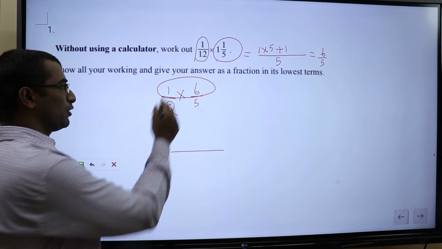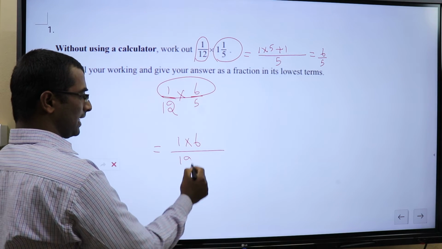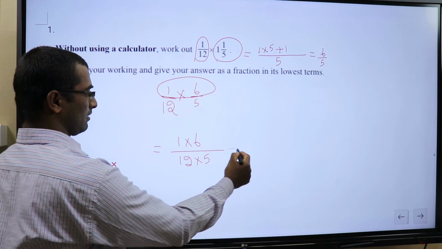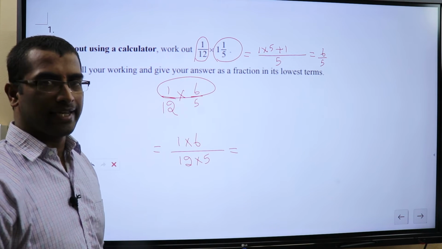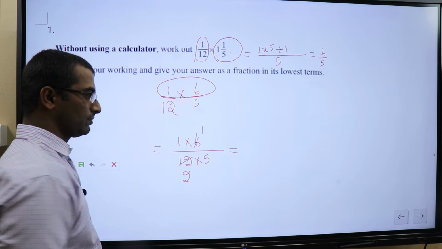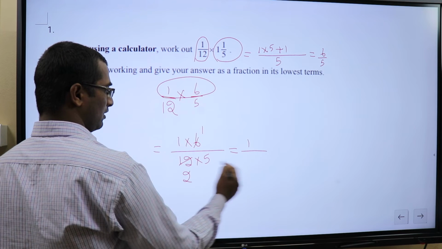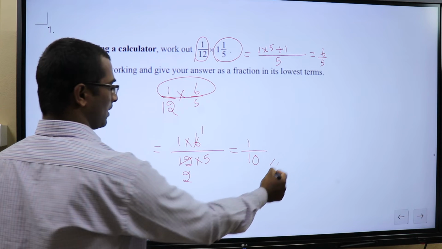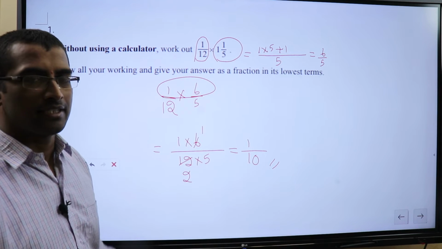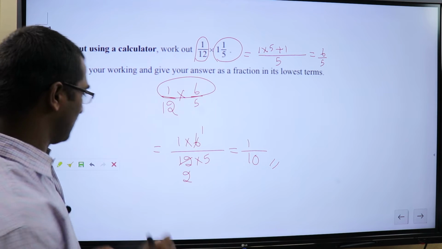fraction multiplication. Both the numerators you write in the numerator, denominators write in the denominator. Now see, does anything get cancelled? 6 ones, 6 twos. Nothing else gets cancelled. So 1 × 1, 1; 12 × 5 is 60, so 1/10. This is the answer. This is how we multiply fractions. Okay. Next one.